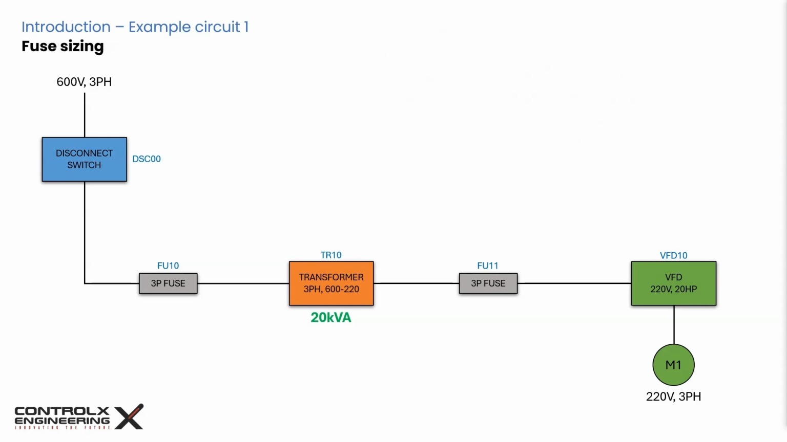Next, we will calculate the primary and secondary protection fuses. For this, we will need to calculate the transformer full load primary and secondary currents. This is the equation for the current in a three-phase transformer. Applying this formula to the primary side, where the three-phase voltage is 600 volts, gives us 19.25 amps.